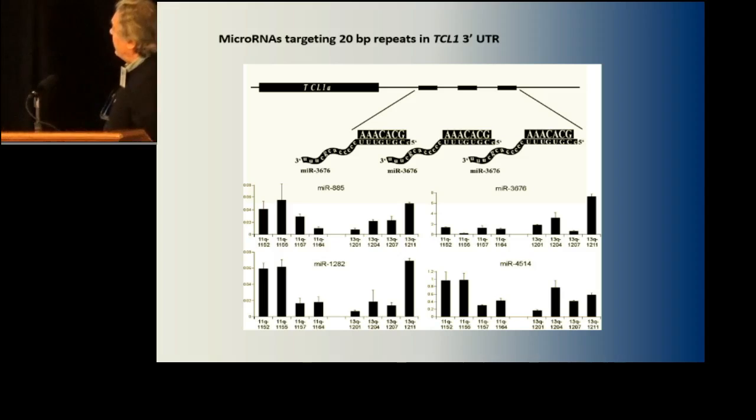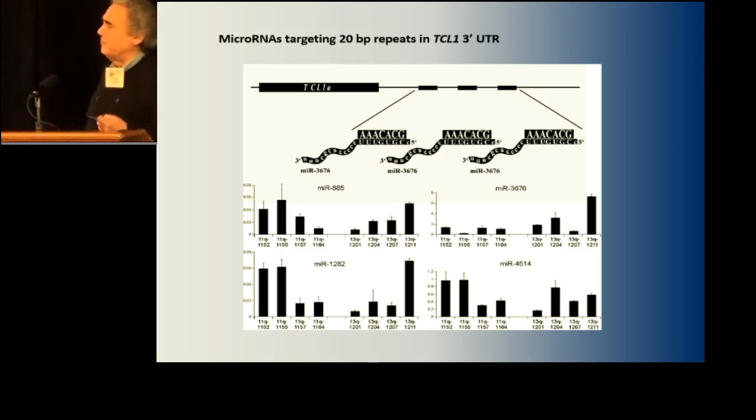And they were this, 3676, and these other 3. Then we look at the expression of these 4 microRNA in CLL with different cytogenetics, in particular 13q and 11q. And we found that, in fact, of these 4, the one that seemed to be targeting TCL1 was probably 3676.